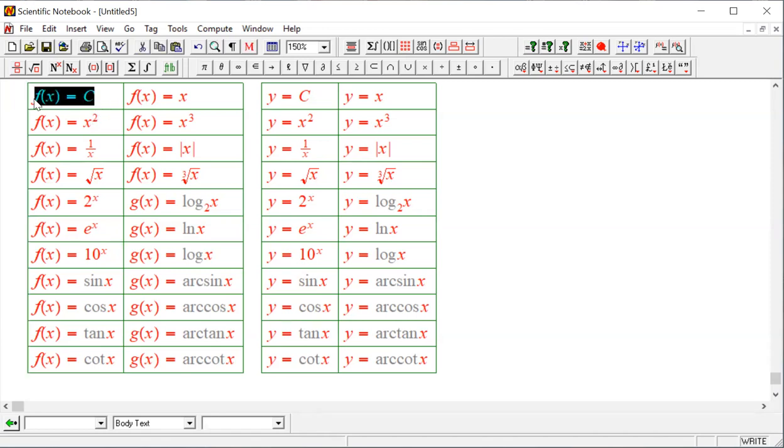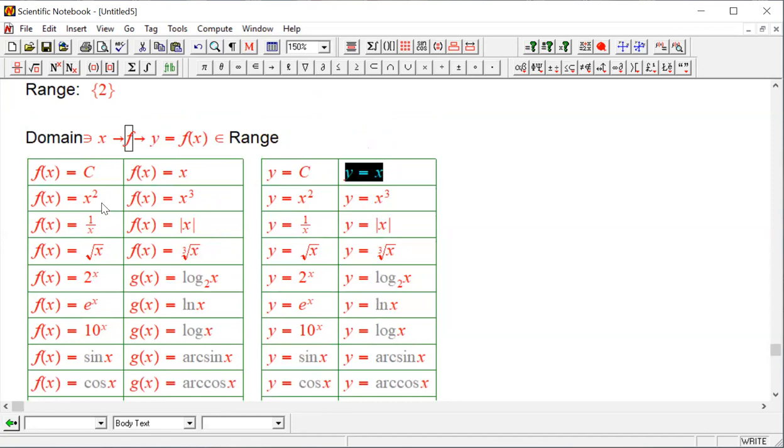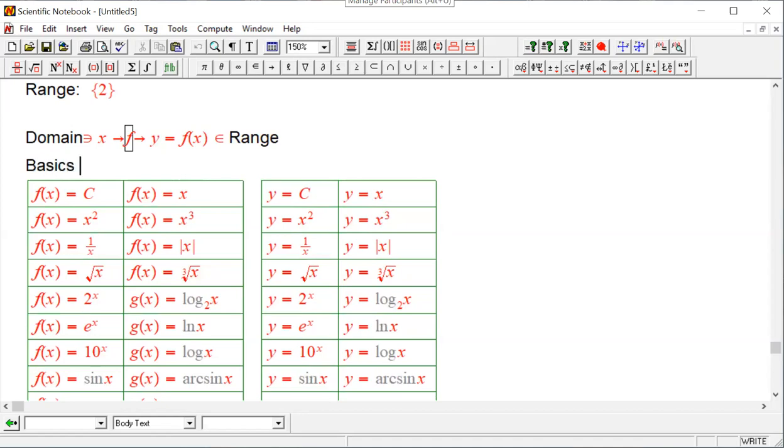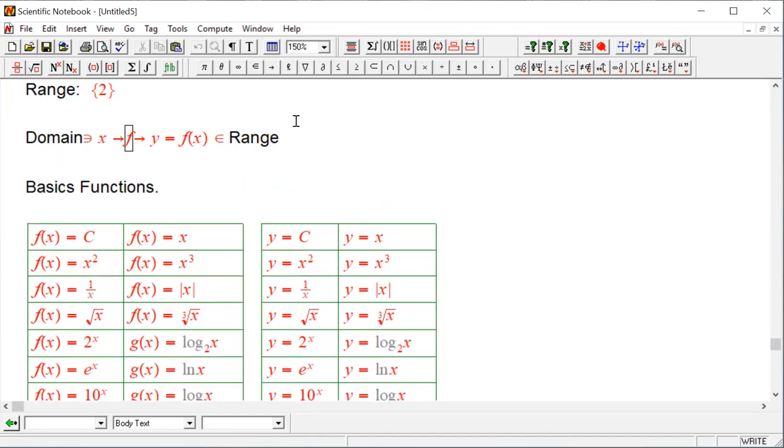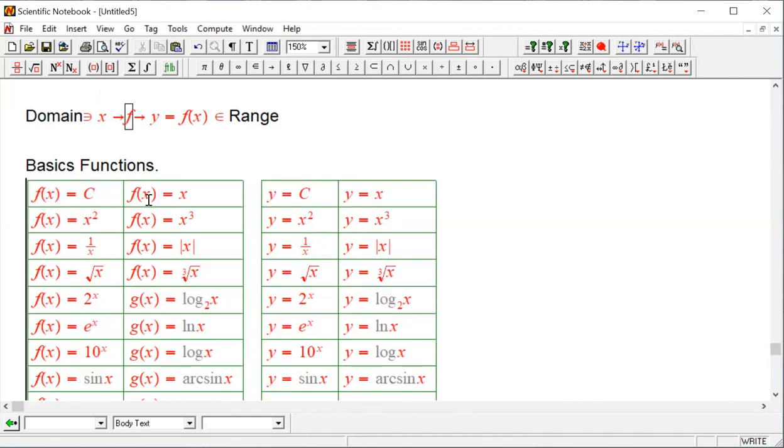So we're going to study them one by one. We just studied the first one. Let's look at the second one: f of x equals x, or y equals x. This table I call basic functions. After we study each one of these basic functions, we're going to study how we can generalize to get more complicated functions. The next function we're going to study is f of x equals x, or y equals x.